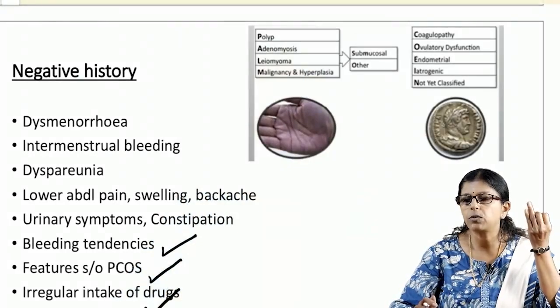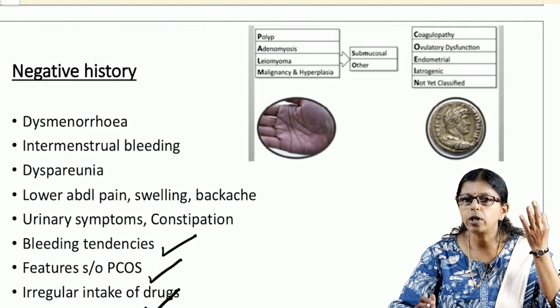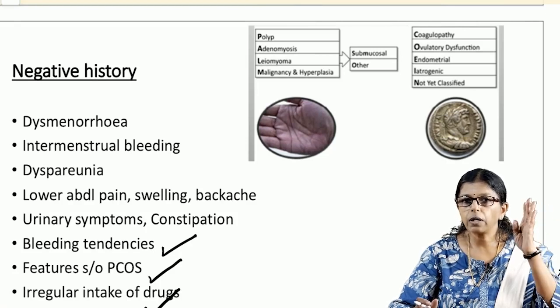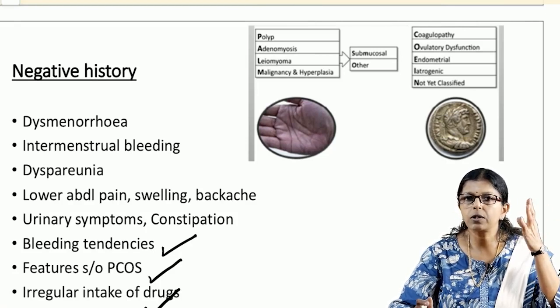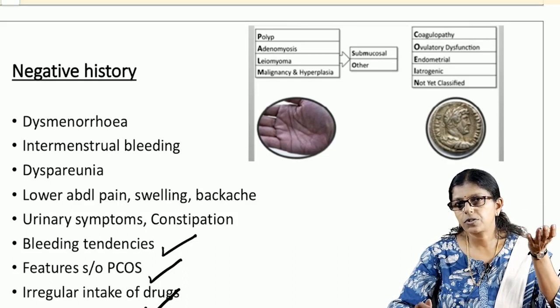Adenomyosis, dysmenorrhea, dyspareunia, all could be there with adenomyosis. Leiomyoma, there would be dyspareunia, there would be dysmenorrhea, there could be urinary symptoms. Malignancy, again there could be irregular bleeding, there could be weight loss, there could be loss of appetite, or you might have a person in the family with similar complaints. So that is other history.